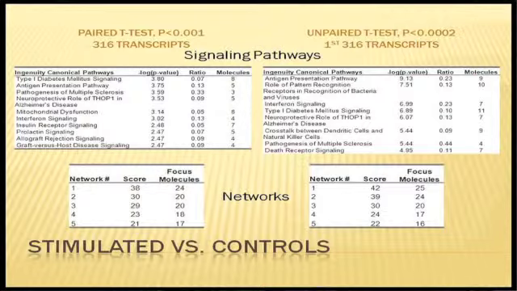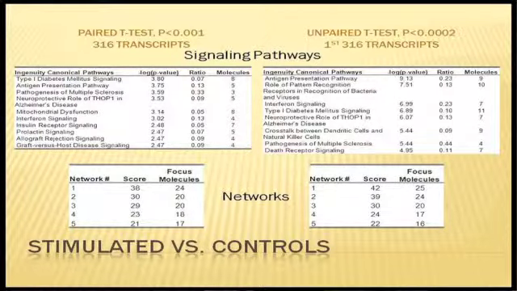And here are the signaling pathways that I found significant in there, and here are the networks along with their scores. The higher the score, the more significant that network is. And the molecules from my list, or my genes from my list, that are associated with these particular networks, right? So I did the unpaired t-test, right? And to make it a comparable comparison, I only took the first 316 transcripts. So we're dealing with the same amount of genes.